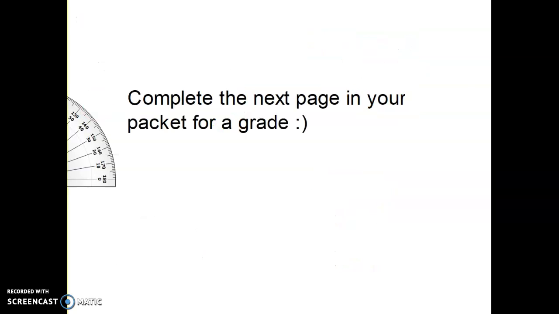The assignment is super similar to the note sheet. It's the next 2 pages in your packet that I want you to complete and submit a picture of for a grade. You're looking at submitting pages 16 and 17. Reach out if you need any help. Good luck.